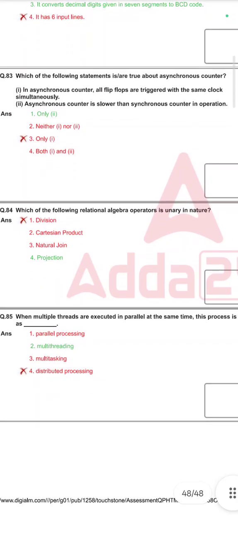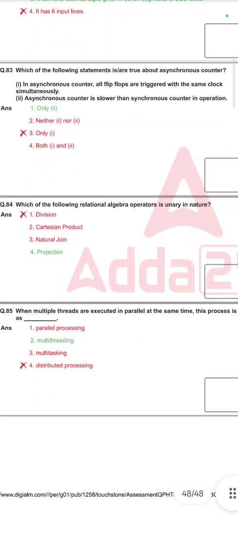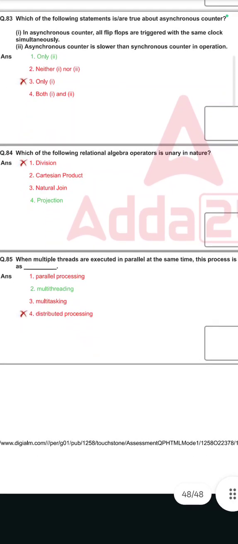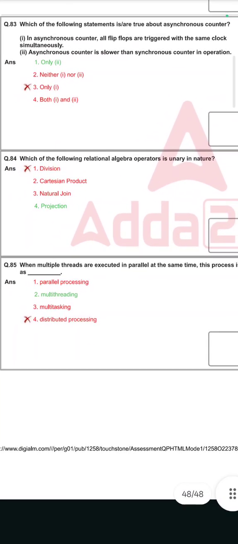Which of the following relational algebra operators is unary in nature? Projection. When multiple threads are executed in parallel at the same time, the process is known as multi-threading.